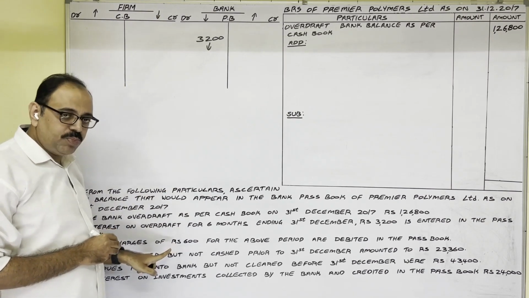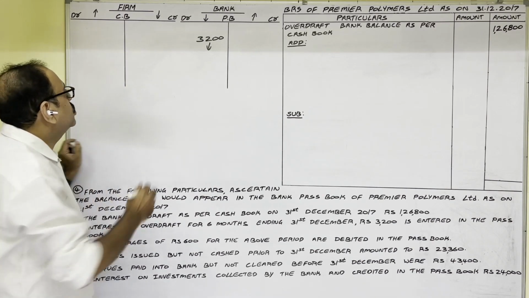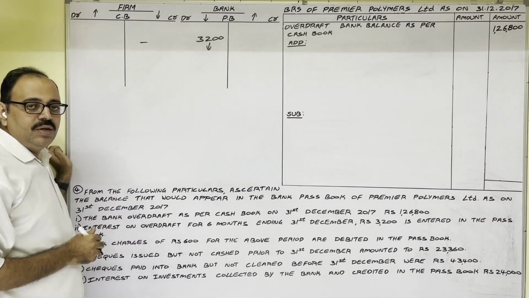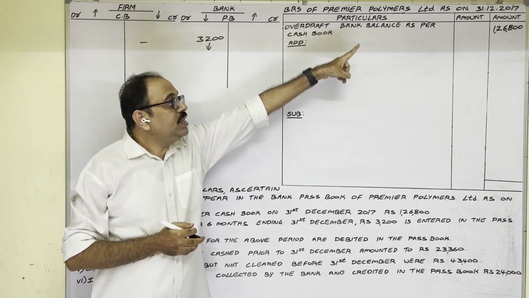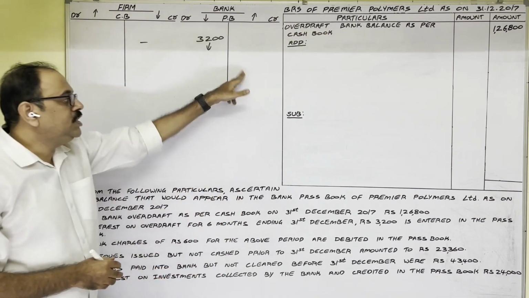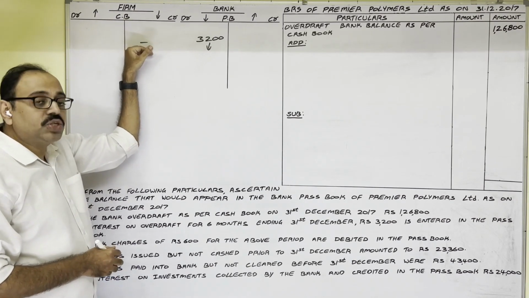But we know one basic point. In one book recorded means in another book not recorded. So it is not credited in the cash book. This is what happened. Now our assumption is that a favorable bank balance as per the passbook is given in the question. Then what is the rule? Adjust the passbook as per the cash book. As per the cash book, the bank balance is constant.